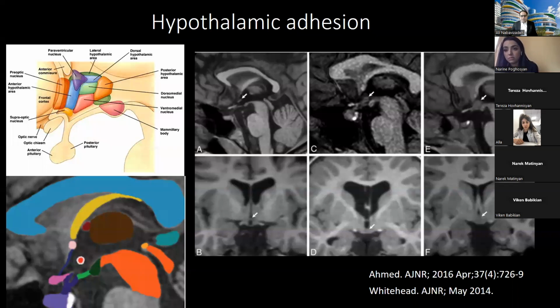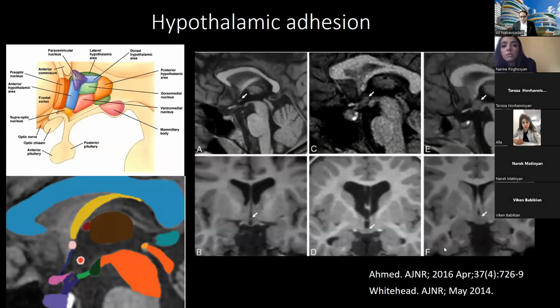Moving on to hypothalamic adhesions. As you know, the hypothalamus has various nuclei, and there could be some adhesions between these nuclei at the midline. You can see arrows in various patients with hypothalamic adhesion. When you look at hypothalamic adhesion in the sagittal plane, it can look like a hamartoma. But when you go back and look at other planes, especially coronal and axial, you can see that you're just dealing with an adhesion band between the nuclei of the hypothalamus.